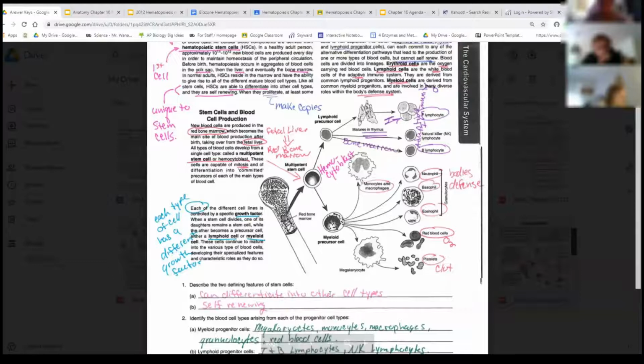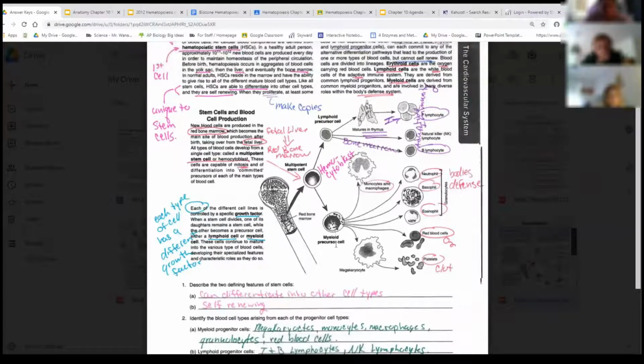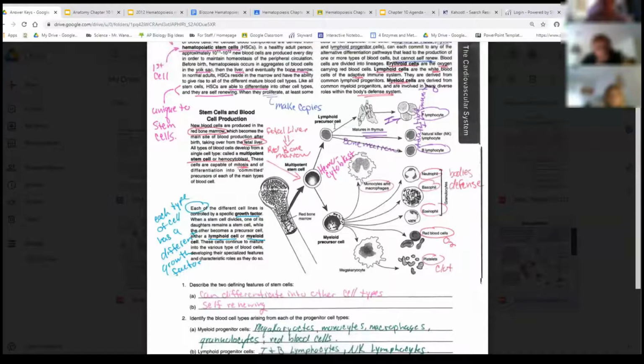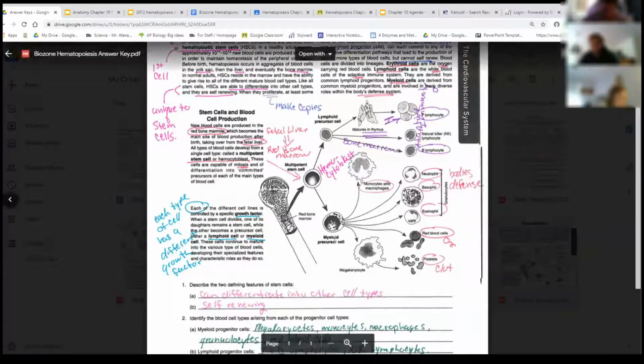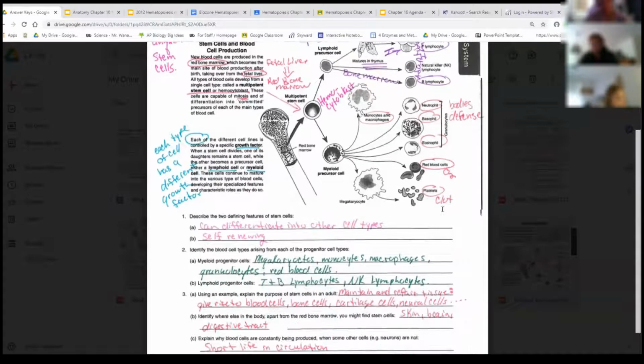Identify the blood cell types arising from each progenitor. Last hour, a lot of kids got this wrong. They were giving me just lymphoid progenitor, or lymphoid, or myeloid. But what it's really asking is what comes next. The lymphoid precursor comes before. The lymphoid stem cell makes T cells, B cells, and natural killer cells. The myeloid precursor makes your granulocytes, neutrophils, basophils, eosinophils, red cells, and platelets. So that's what it was asking: what cells do these stem cells make?